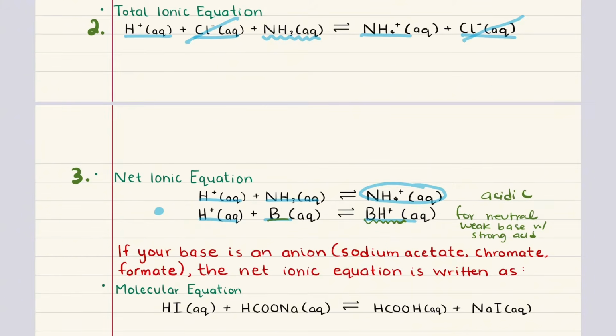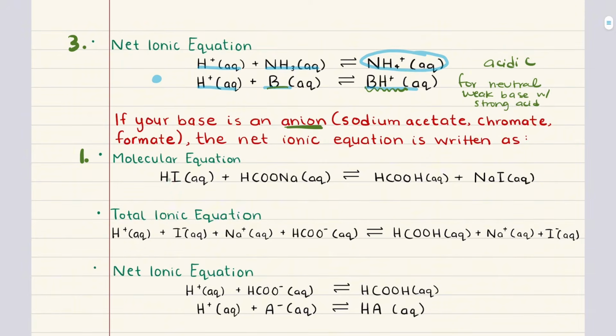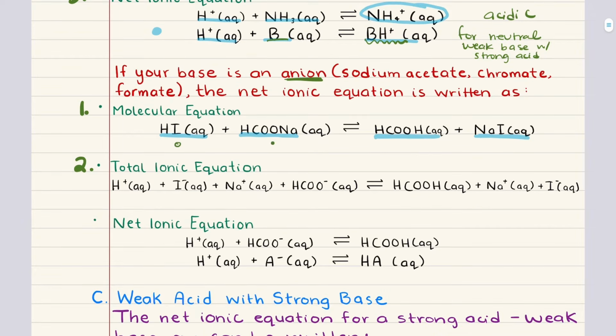Now, sometimes the weak base arrives as an anion from a salt, which is the second version of this same case. So for this example, let's think of a strong acid like hydroiodic acid meeting sodium formate. In the molecular equation, the products are formic acid and sodium iodide. In the total ionic equation, the strong acid and the soluble salt split, but the weak acid that forms does not. And then you'll recognize sodium and iodide appear on both sides. They cancel out because they are spectator ions.